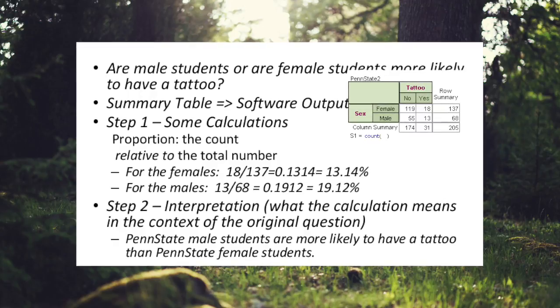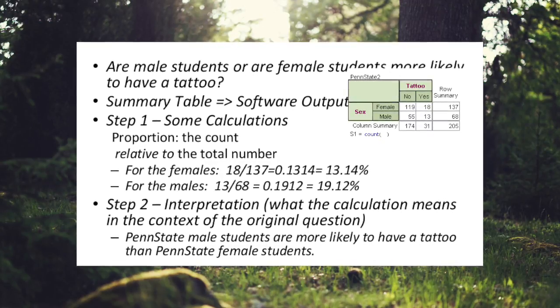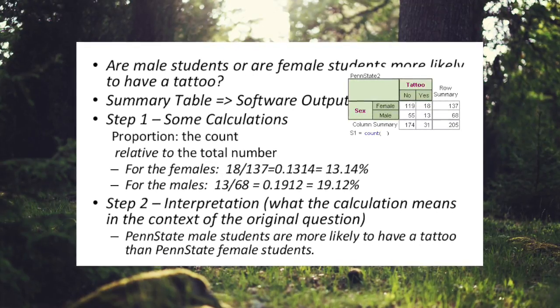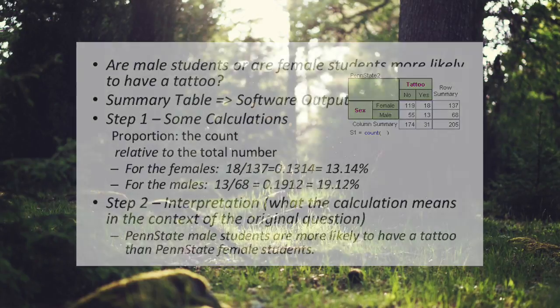Step 2, interpretation: what the calculation means in the context of the original question. Penn State male students are more likely to have a tattoo than Penn State female students.